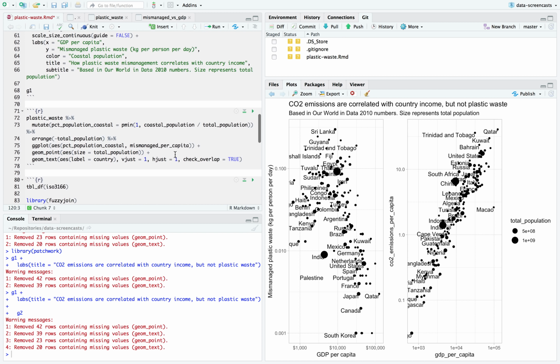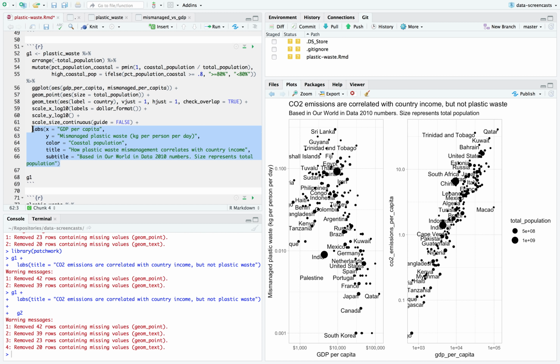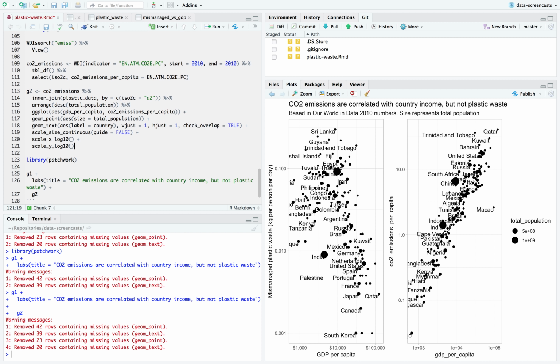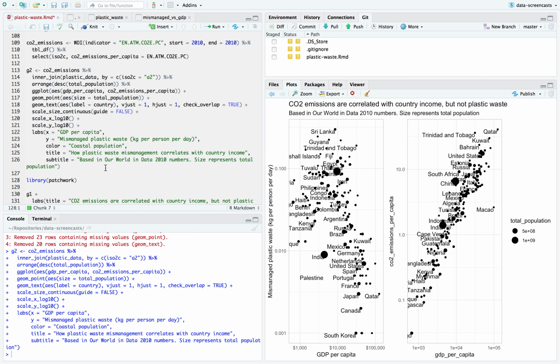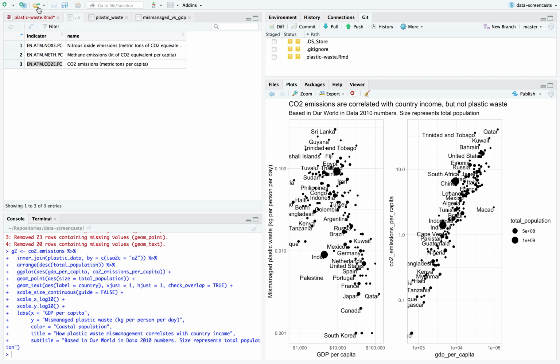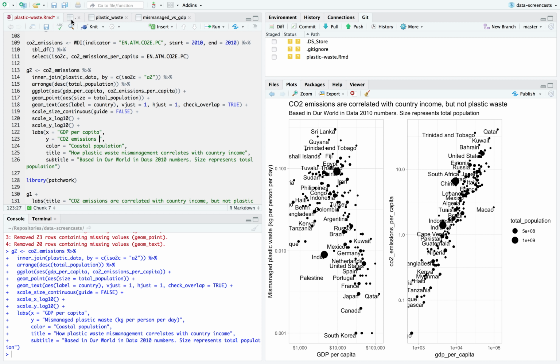And I need some labels. So I'm going to copy these because they're already a solid start to some labels. Polishing graphs always takes at least as much code as creating the initial figure. So, and then Y is going to be CO2 emissions. And let's remind ourselves what it is. It's tons.